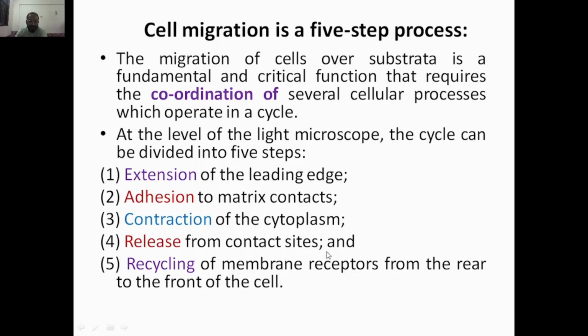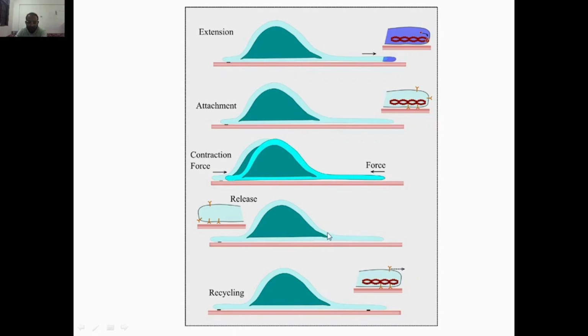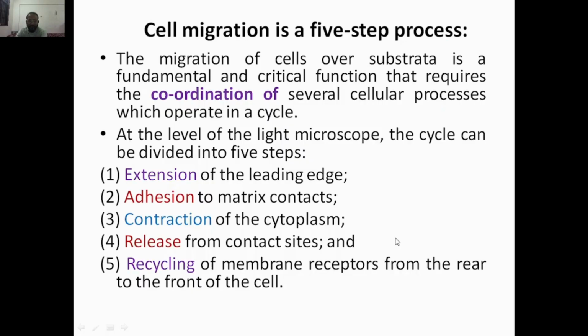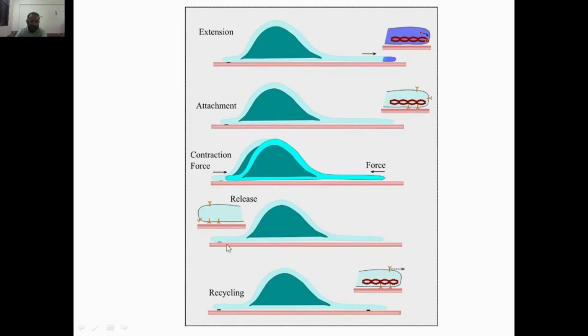Next, release from the contact sites. From here there will be a release. Release in the sense that from this substrate there will be a release, so that the cell will be pushed to the front. Once that happens, there is subsequent recycling of membrane receptors from the rear to the front of the cell. Recycling membrane receptors means these receptors are here, no? The same thing, they will be released. Once that is released, the cell will move from this to this.